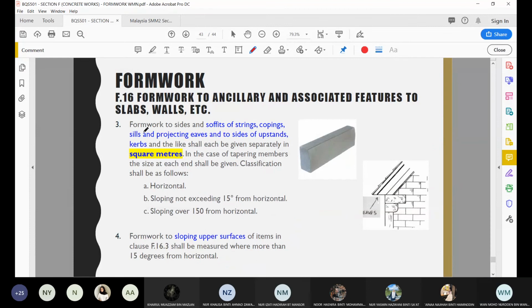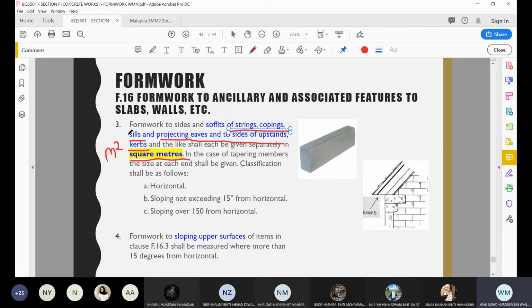Number 3. Okay, formwork to sides and soffit of string, coping, seals, projecting eave, and to side of upstand curve, and the light shall be given separately in square meter. In the case of tapering members, the size at each end shall be given. Yang ada 2 different size, left and right. The classification shall be as follow.